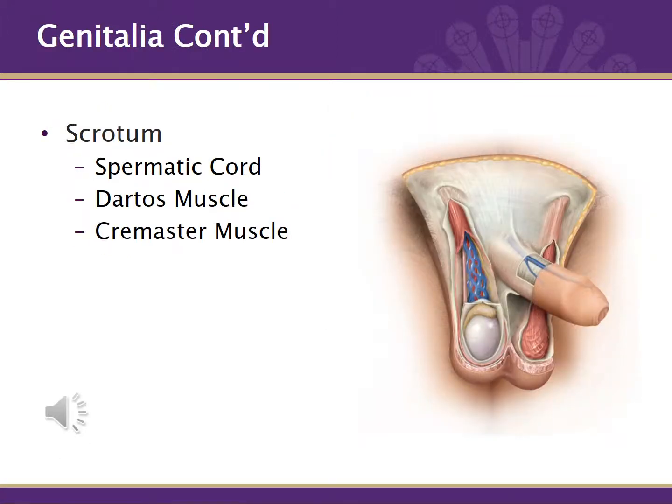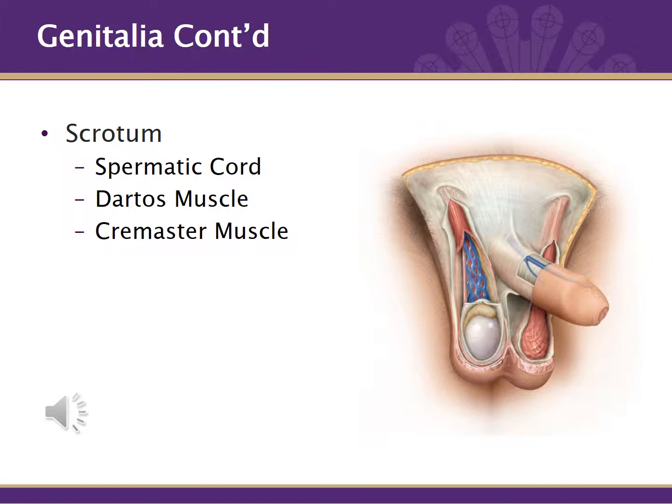The scrotum is an external pouch that contains the testes. Running from the abdominopelvic cavity down into the scrotum is the spermatic cord. The spermatic cord contains the ductus deferens, as well as blood vessels, lymph tissue, and nerves.